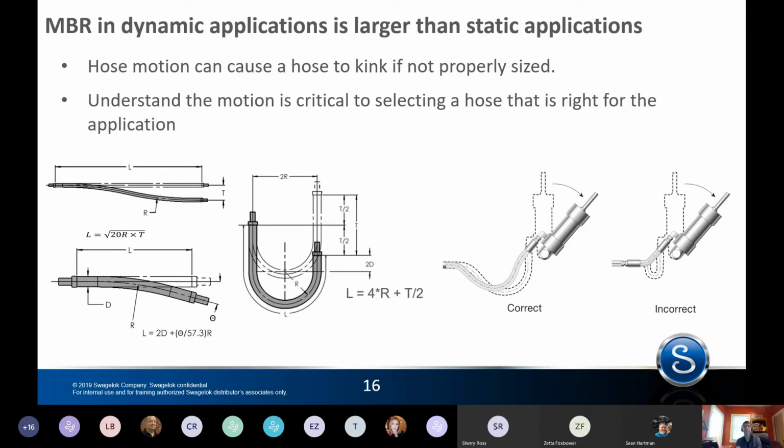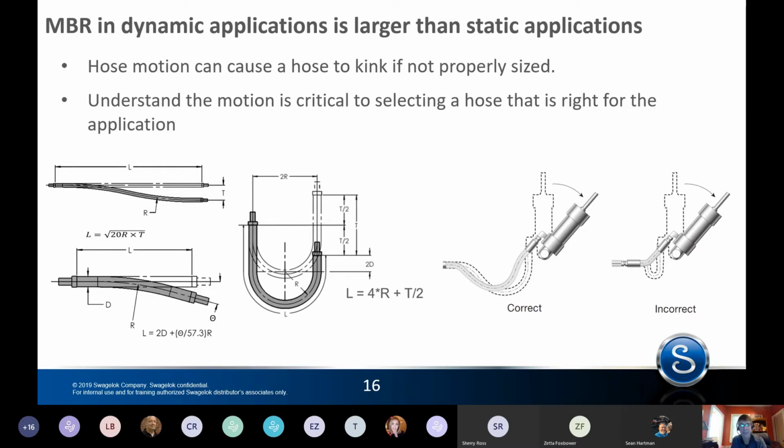But we see very, very commonly a hose is selected. It might be the right hose for the application, but it's not the right length. And it's put into place and it looks like it is, and then the tire press moves farther than what was anticipated, and the hose bends or breaks because of the dynamic motion. So always make sure that you take these equations into account. And again, we can help with that.